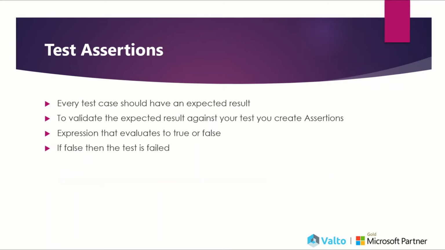The third term to be aware of is test assertions. Every test case should have an expected result. To validate the expected result of a test against the actual result of your test, you can write test assertions. An assertion is an expression that evaluates either true or false in the test. If the expression returns false, the test case has failed. In the example of the expense request system, you can write an assertion to validate whether an expense report is created with an expense line item having zero cost associated, as an example.